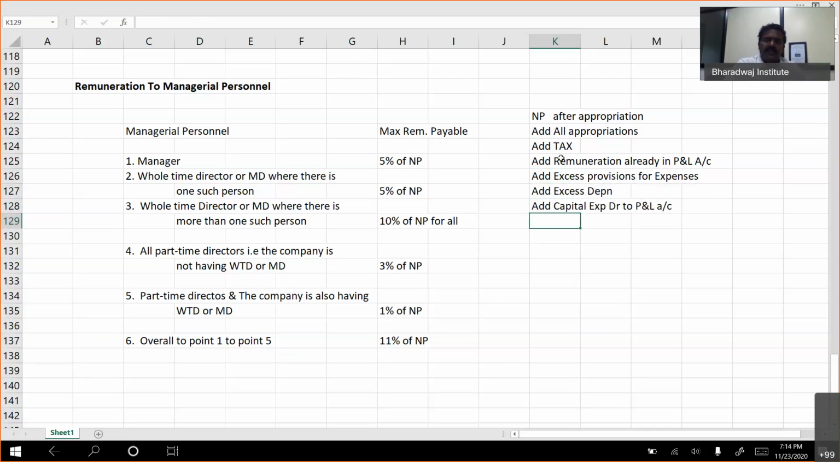See, if an asset is acquired for scientific research, we can claim 100% for income tax purpose. But for calculating managerial remuneration, that should be added back.